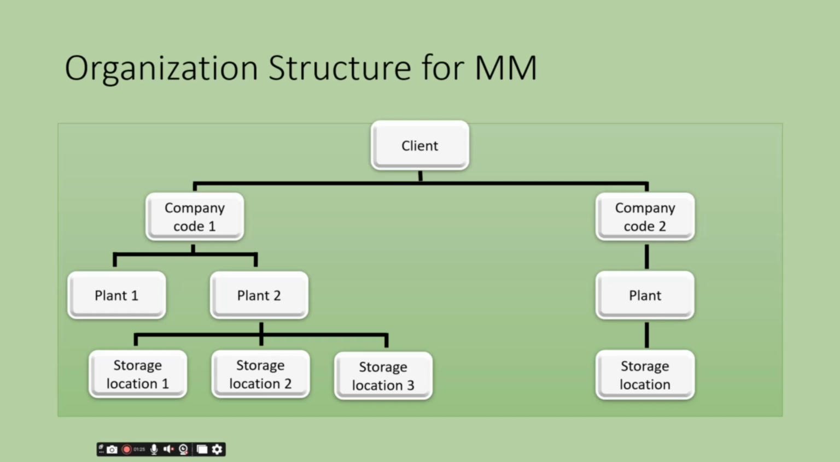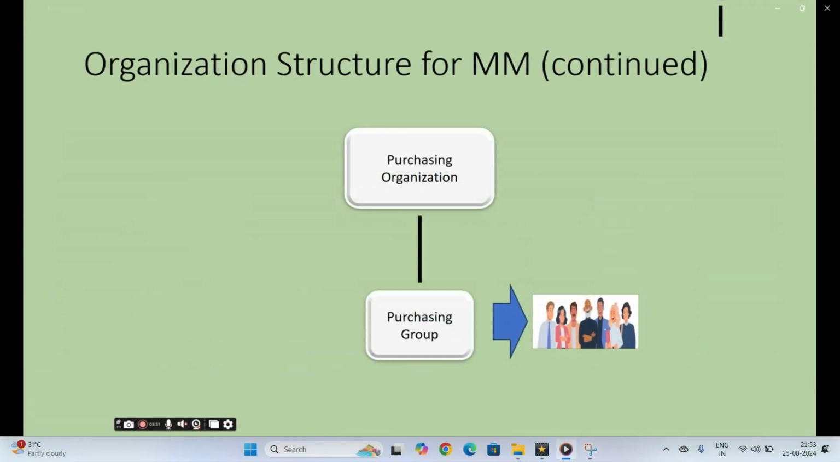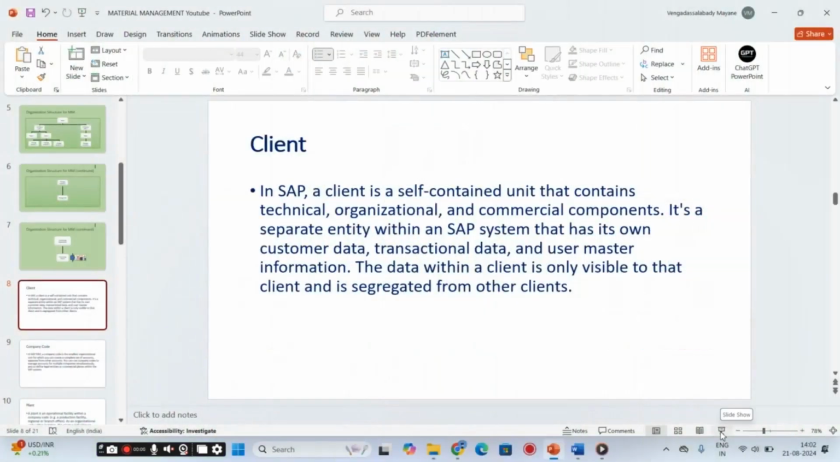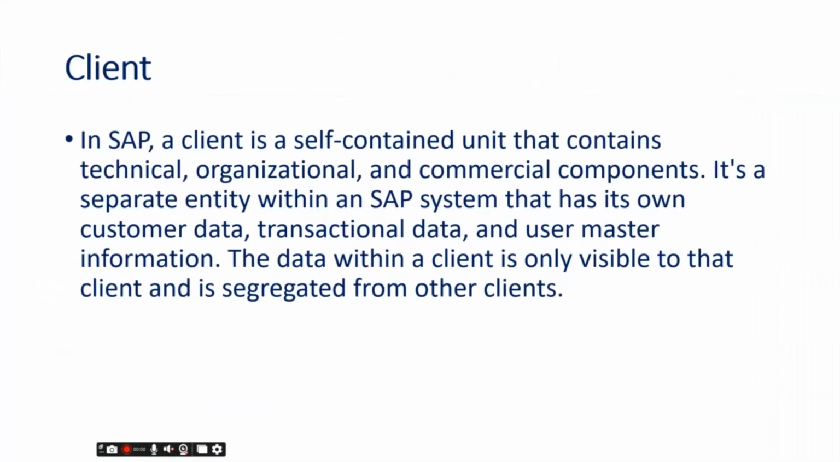We have client, company code, plant, storage location, purchasing organization, and purchasing group. Each unit is called an organizational unit. That is, client is an organizational unit, company code is an organizational unit, and so on. Let's see one by one.